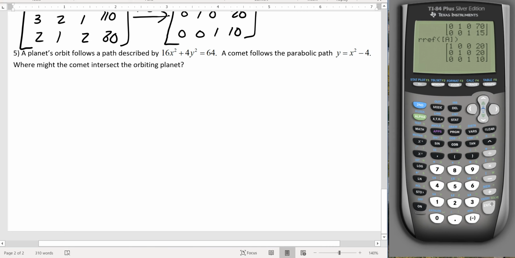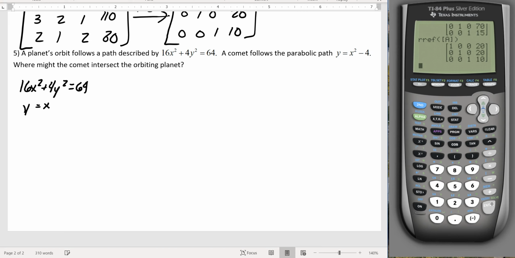Our equations are 16x squared plus 4y squared equals 64, and y equals x squared minus 4. Notice we're looking at a planet's orbit and a comet following a parabolic path. In our equations, not all of our variables have the same degree. So will we be able to use a matrix in this case? No. What are we going to have to use? Substitution. So with that being said, let's solve this here.